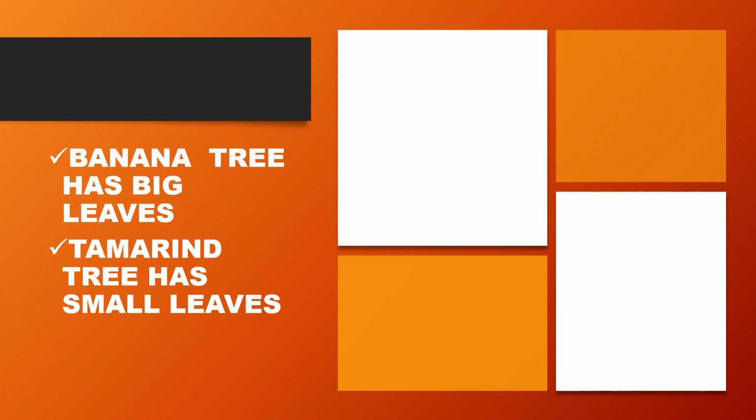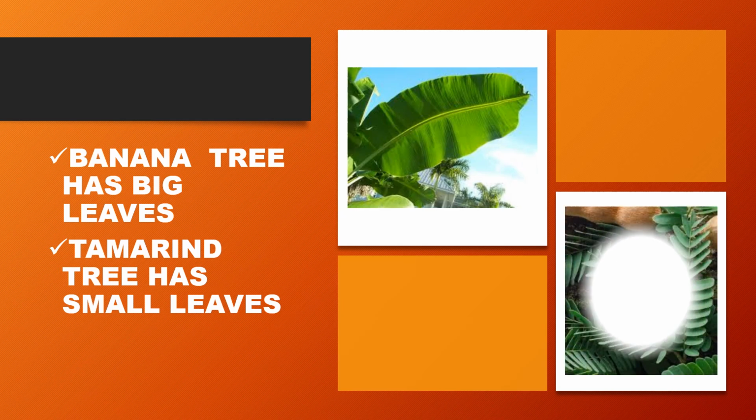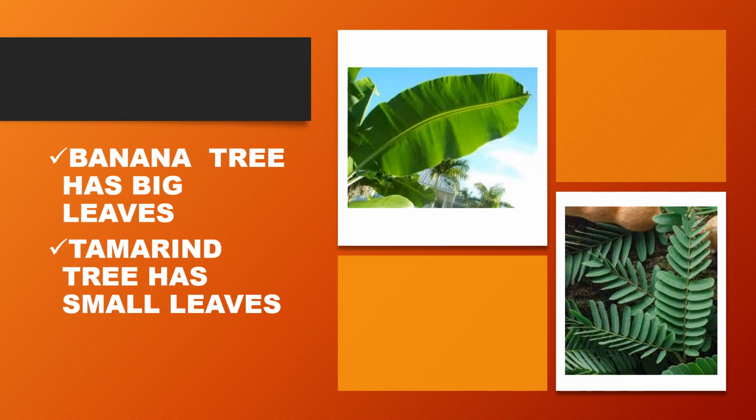Children, have you seen a banana tree? Its leaves are big. And a tamarind tree has small leaves. So, on the trees, the leaves can be either big or small. Like in a banana tree, the leaves are big, and in a tamarind tree, they are small.